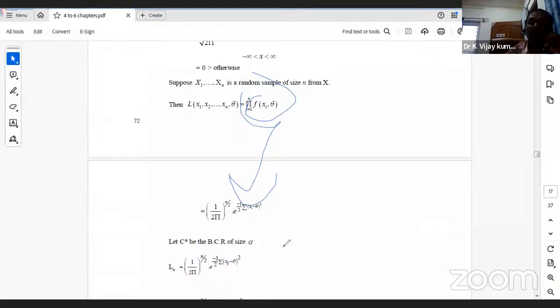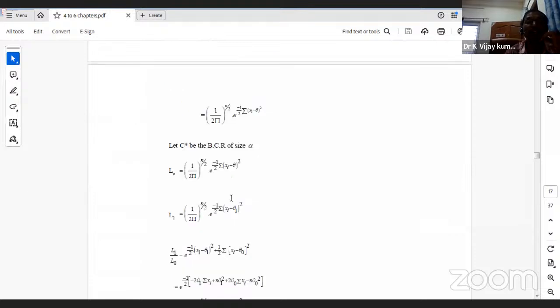So C star, the best critical region BCR of size alpha. So BCR is the best critical region we are taking here. So L0 is equal to 1 by 2 pi whole power n by 2, e power minus 1 by 2 summation of (xi minus theta) whole power 2. L1 is 1 by 2 pi whole power n by 2, e power minus 1 by 2 summation of (xi minus theta 1) whole square.